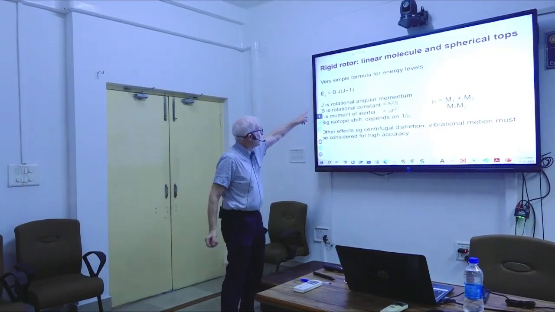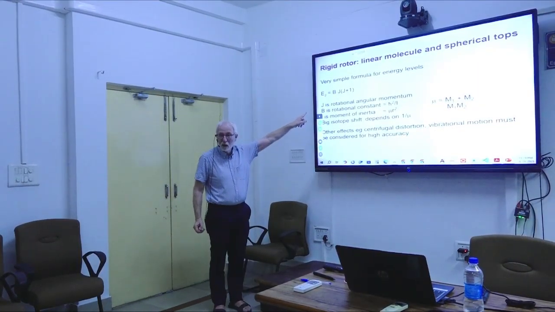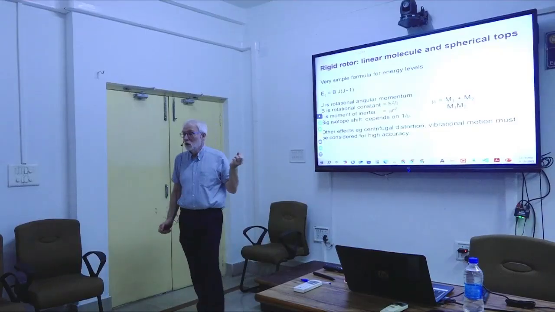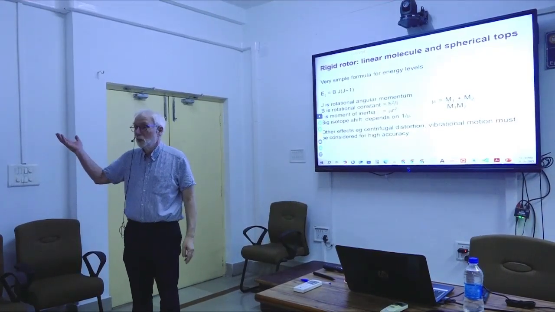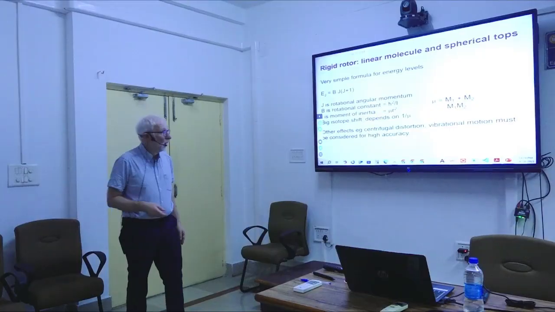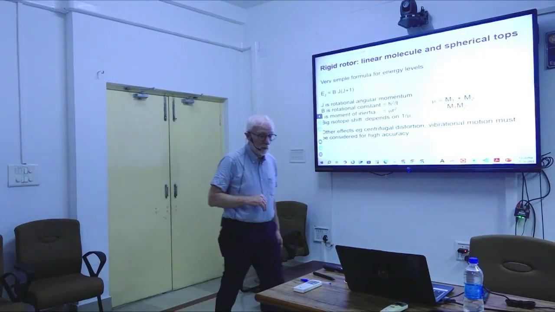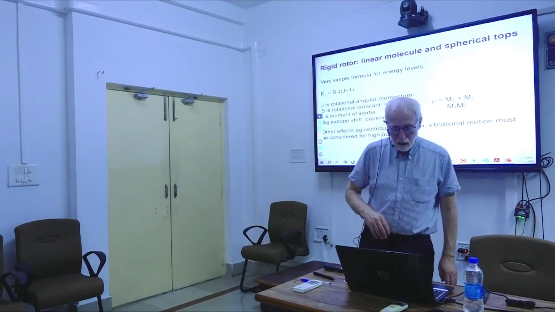on J squared, roughly J(J+1). The centrifugal distortion depends on J squared, (J+1) squared, in other words, J to the 4th, approximately. And it lowers the energies. It takes the energies down. I'll come back to that in a bit.